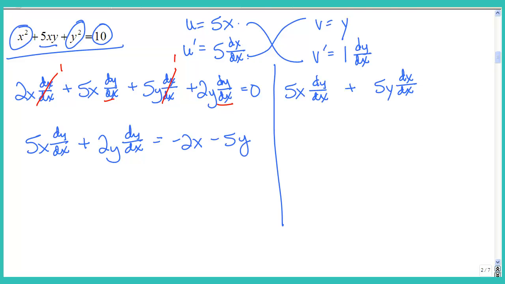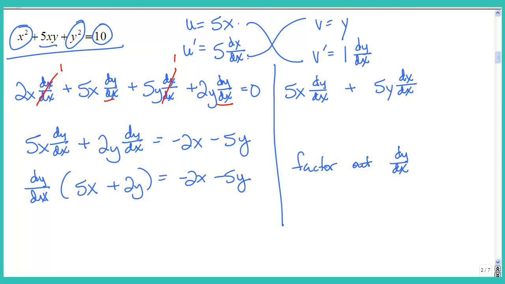Since we're now solving for dy/dx, we need to factor this out. So let's factor out our dy/dx term. And now, in order to solve for dy/dx, we just need to divide both sides by 5x plus 2y.